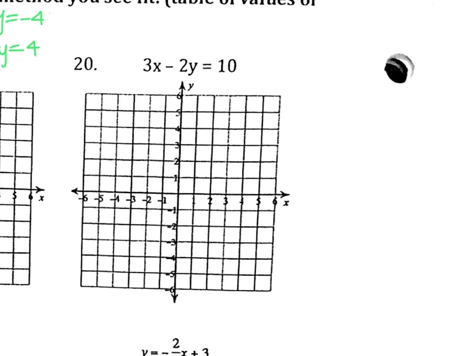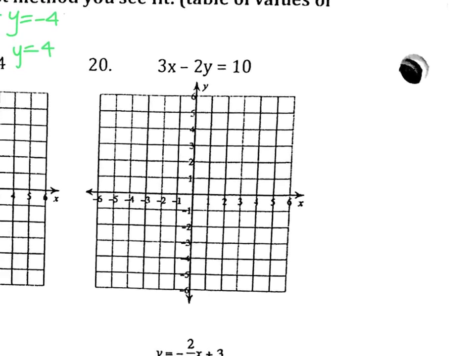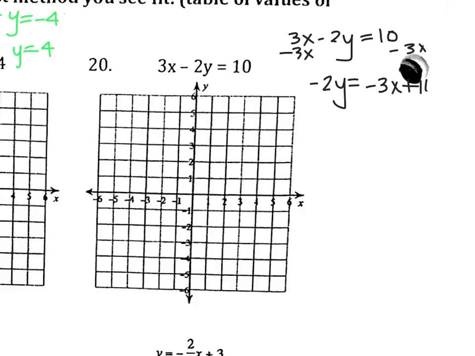All right, question 20. It would be really nice if this one was as simple as 19, but it isn't. I can't divide the 3 into the 10, so since I can't do that, I need to actually solve this out for y. Let me recopy my problem real quick. I'm going to subtract 3x from both sides. That's going to give me -2y equals -3x plus 10. Some of you write 10 minus 3x, and that's fine. It's whatever works for you.